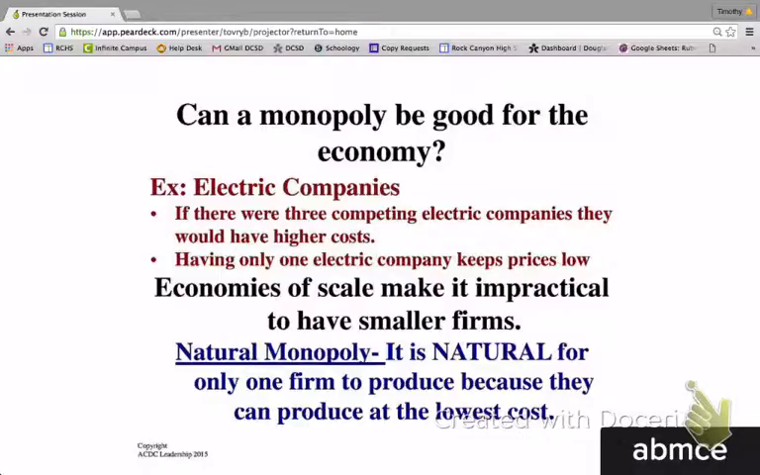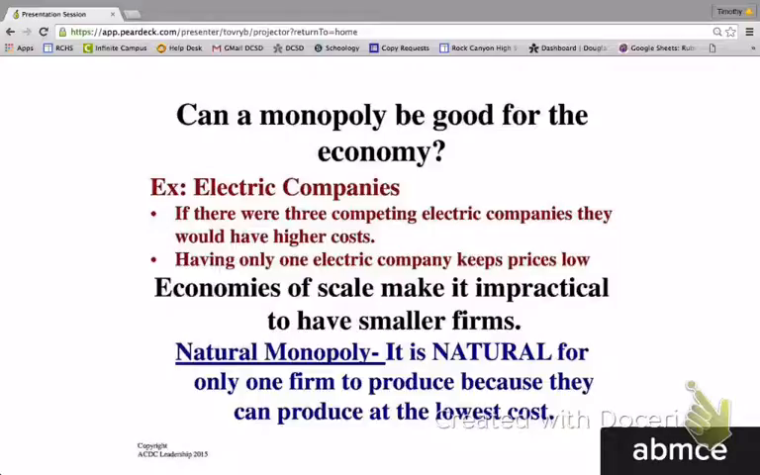Because in the electric power industry and the gas industry, there are economies of scale. And as we've seen, when there are economies of scale, the average total cost of producing a good goes down and down and down the more units you produce. So if we actually had more companies competing with each other, they would each be producing at a higher average total cost. So it makes it impractical to have smaller firms.